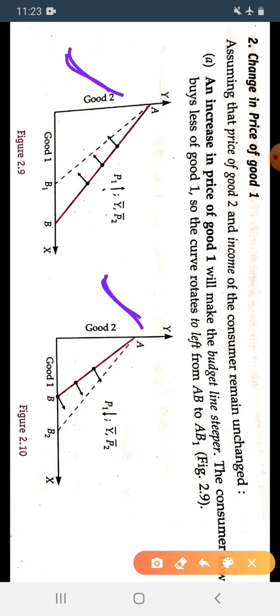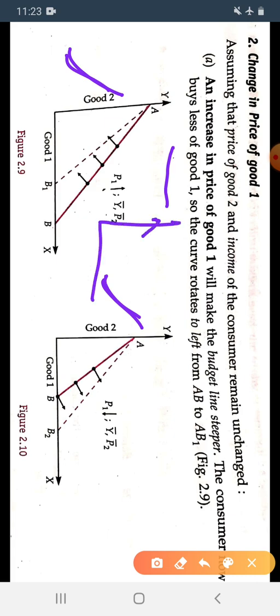So when there is an increase in the price of good one, it will make the budget line steeper.